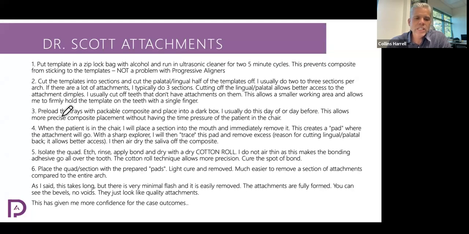So he likes to preload the template with packable composite. I agree that you need to use packable filled composite rather than flowable composite, okay, because you want these attachments to maintain their structure and the really fine detail. You want that to be retained rather than wear down and become not so well defined, because then you'll lose the efficiency of that. So a nice filled packable composite, whatever you use on your posterior restorations, place that into the aligner and then put it in a dark box so it doesn't cure.